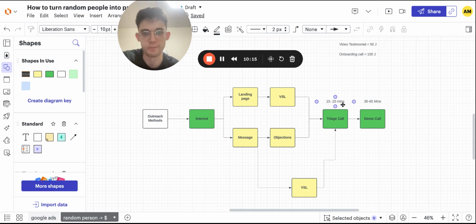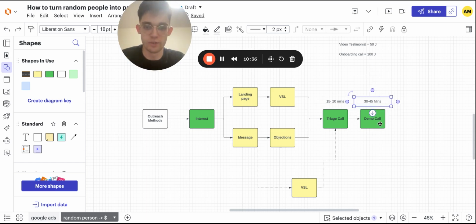This triage call should be around 15 to 20 minutes, where you're asking them niche-specific questions, right? So let's say I'm a renovator. I'll be asking them questions. How long have you been thinking about doing the renovation for? What exactly do you need? Do you need your bathroom done? Do you need your kitchen done? Blah, blah, blah, whatever. I'm trying to pre-qualify the prospect. And then I come to their house to do a call.